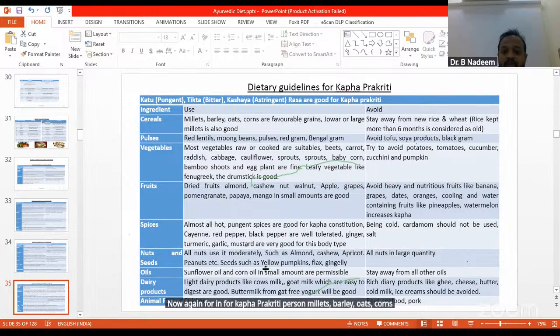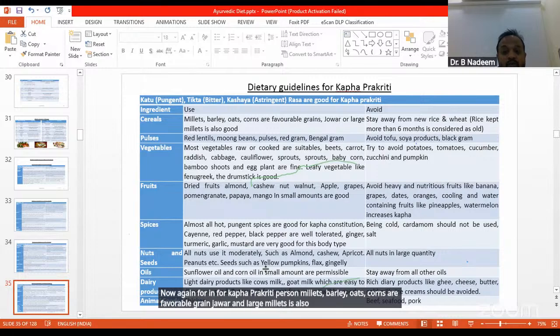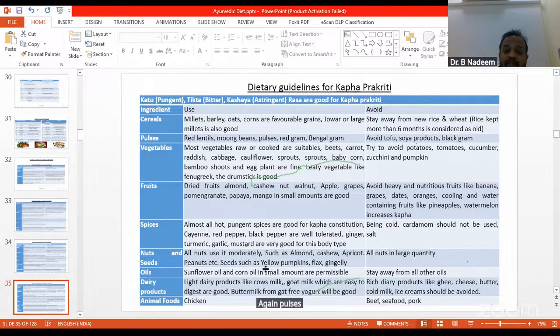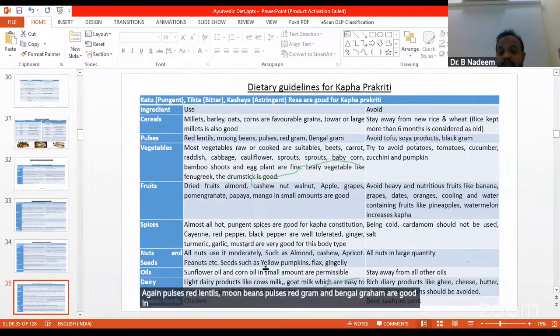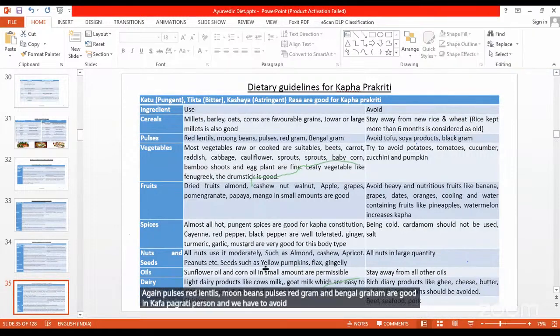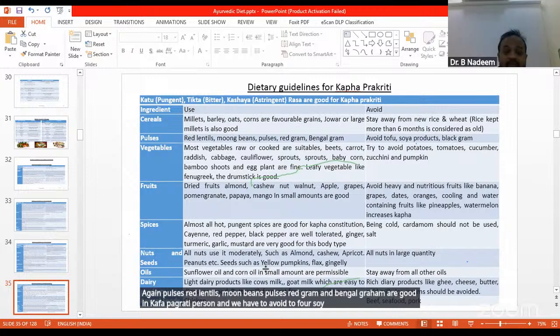Grain, jawar, and large millets is also good. Stay away from new rice and wheat more than 6 months is considered as old. Again, pulses, red lentils, moong beans, red gram, and Bengal gram are good in Kapha Prakriti person, and we have to avoid tofu, soya products, black gram. In vegetable, most vegetable raw or cooked are suitable. Beets, carrot, radish, cabbage, cauliflower, again, baby corn, bamboo shoots, and eggplants are fine.